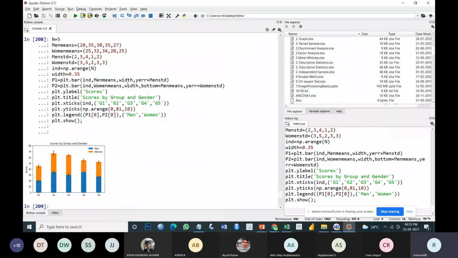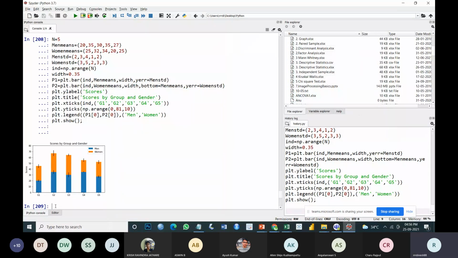Then Y label is score. Title is score by group and gender. X text is G1 to G5. Y text is 0 to 80 in the interval of 10. Then legend, men and women. Then we can print. That is a bar graph. A bar graph is used when the x-axis is categorical and the y-axis is a continuous variable.